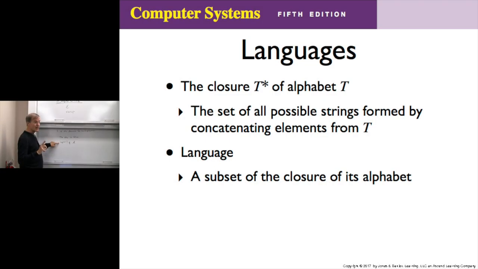So what is a language? A language is not all the possible ones. A language is the what? It's just certain ones. So what is a language formally? A language is a what? Subset of the what? Closure of its what? Alphabet. Now does everybody see? That's what a language is.